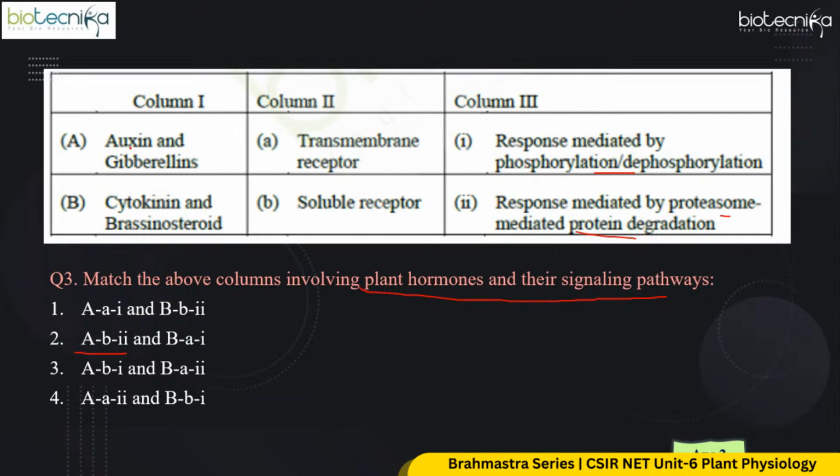AB2: auxin and gibberellins, these are soluble kind of receptors, and their response is mediated by proteasome-mediated protein degradation. BA1: cytokinin and brassinosteroids, they have transmembrane receptors whose response is mediated by phosphorylation and dephosphorylation events. You have to be very clear with the signaling pathways of each of these plant hormones.